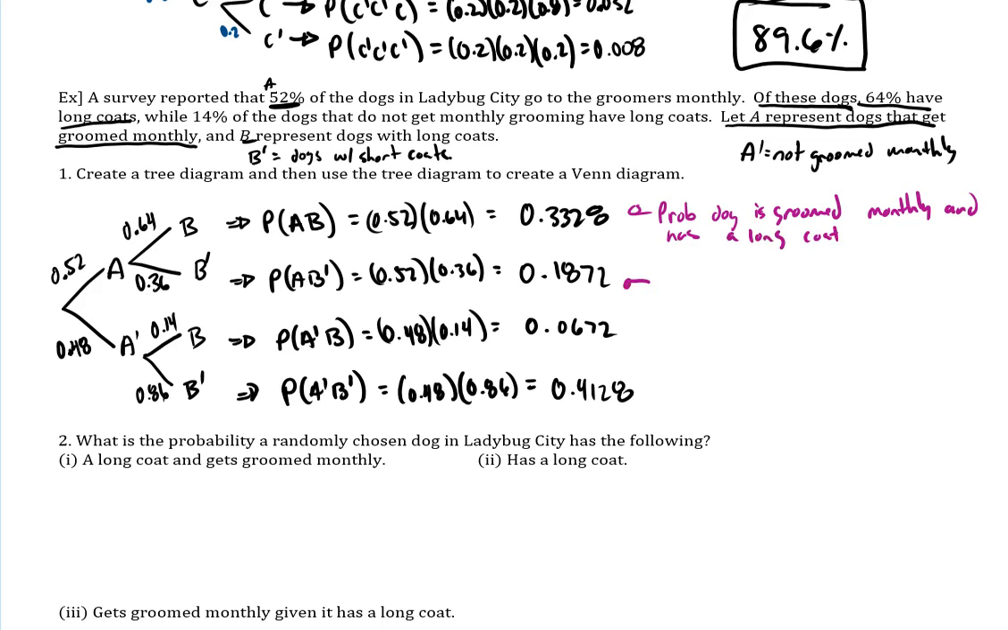Let's go ahead and do these ones also in words, just so even if we don't need them, it's good practice. So the symbols would be the probability that it's groomed monthly. But the not B is short coat. So, and has a short coat.